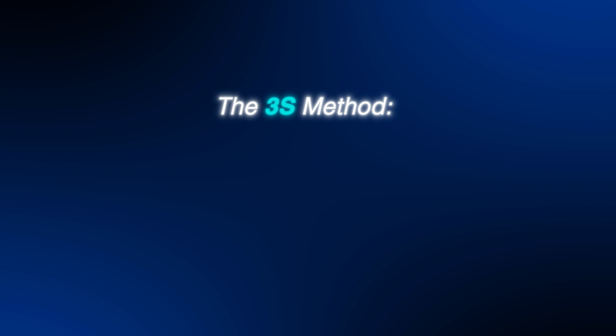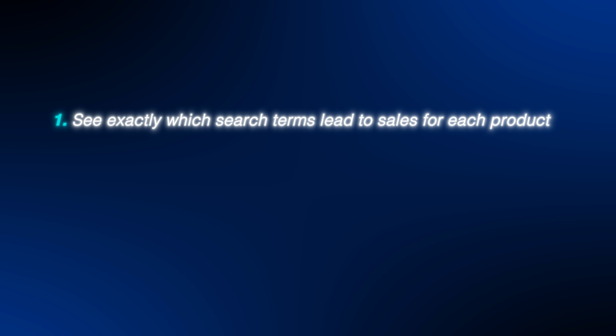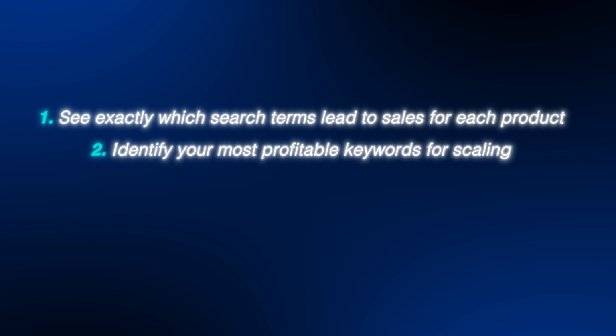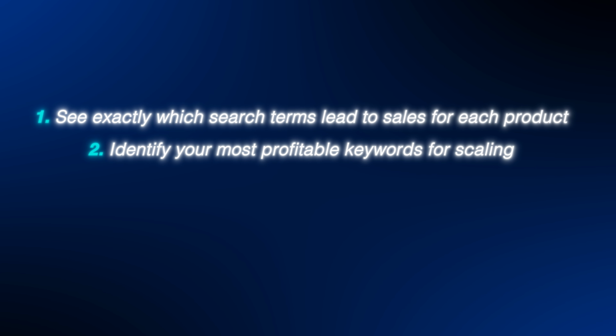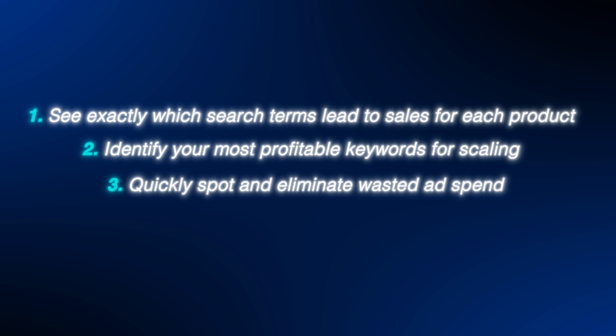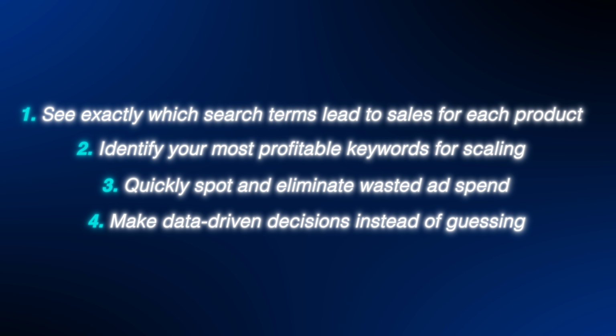Okay, so really quick summary. Remember, the 3S method is single ASIN, single ad group, single match type. And the reason that this is so important, the reason that every single one of your campaigns should have this structure is because 1, it allows you to see which search terms are actually performing for which ASIN. And you can make much better decisions because of that. Number 2, because you have those search terms mapped to the ASIN, you're able to see what terms are profitable for you and where you might want to increase spend. Number 3, you're able to actually see which search terms are wasting spend so you can pull back. And finally, number 4, of course, this allows you to make data-driven decisions without guessing.